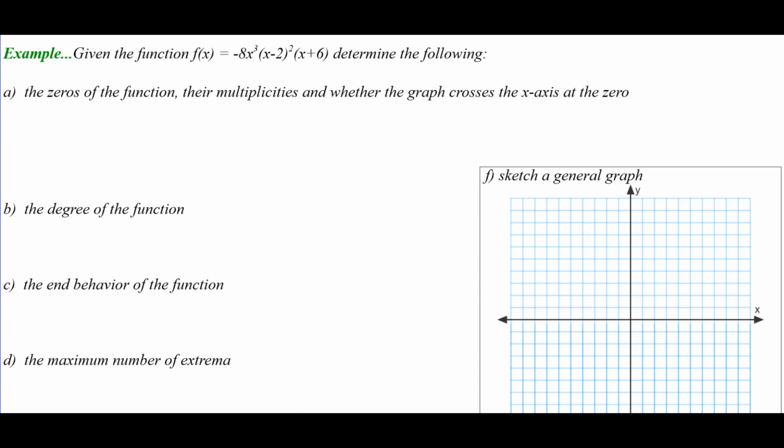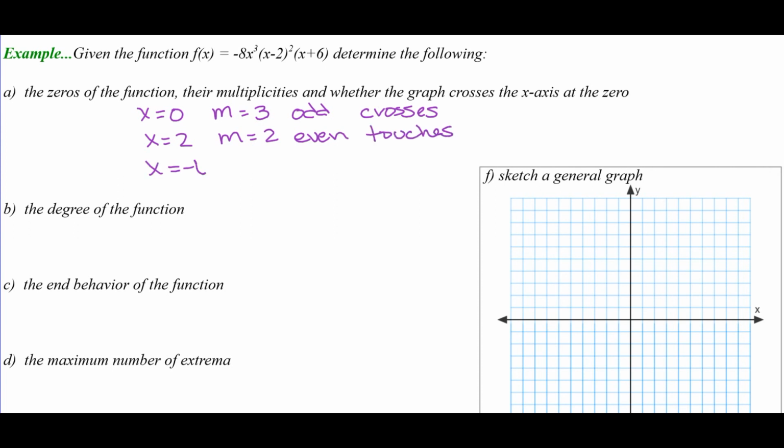So we're going to start with my zeros. I'm going to get my zeros from this factored form. So I have a 0 at x equals 0. Its multiplicity is 3 there, so that's odd, which means it's crossing through the axis. Next I have x minus 2 equals 0, so that gives me x equals 2. My multiplicity there is even, 2, so that means it just touches the axis. And finally I have x plus 6, so x equals negative 6. My multiplicity there is 1, which is an odd number, so it's going to cross through the axis.